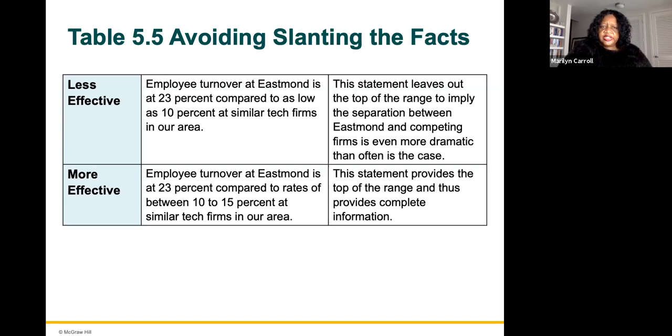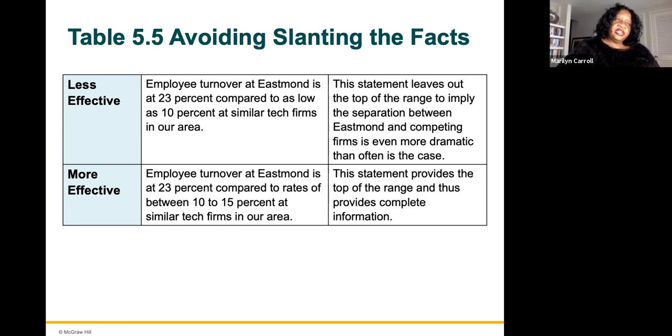Employee turnover at Eastman is at 23% compared to as low as 10% at similar tech firms in our area. Now, what are your thoughts on this? Right. This statement leaves out the top of the range to imply the separation between Eastman and competing firms is even more dramatic than is often the case.